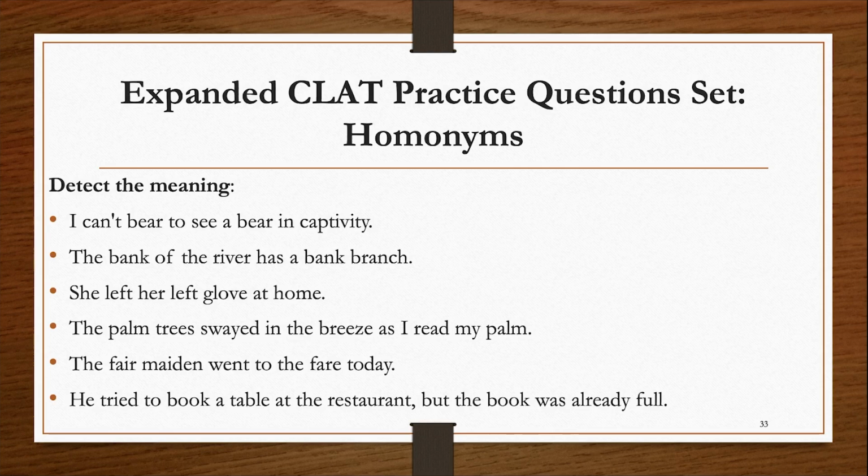Here, detect the meaning. There are 6 sentences. I can't bear to see a bear in captivity. The bank of the river has a bank branch. She left her left glove at the home. The palm trees swayed in the breeze as I read my palm. The fair maiden went to the fair today. He tried to book the table at the restaurant, but book was already full. So, now, there are 6 sentences.